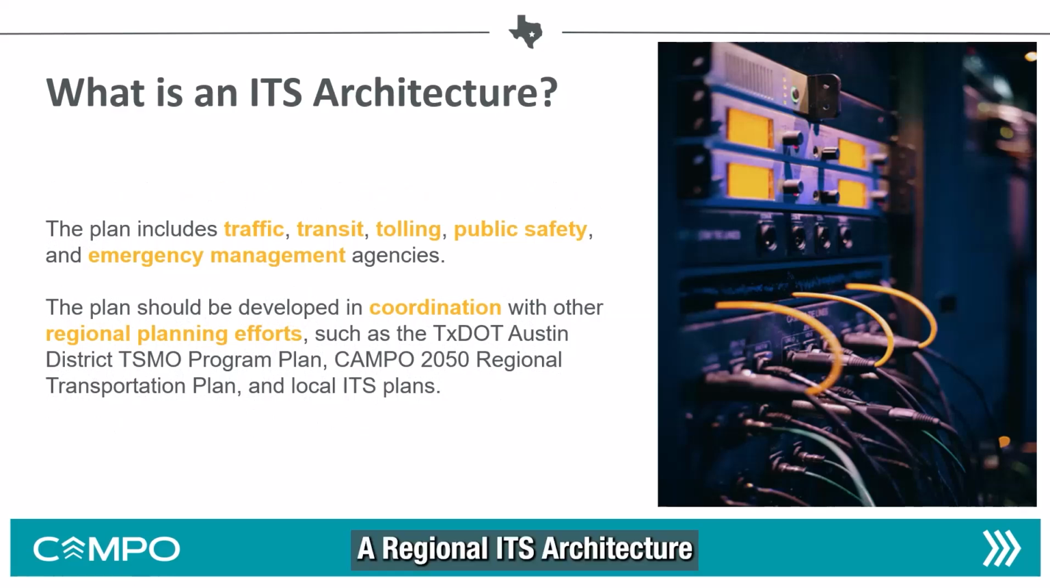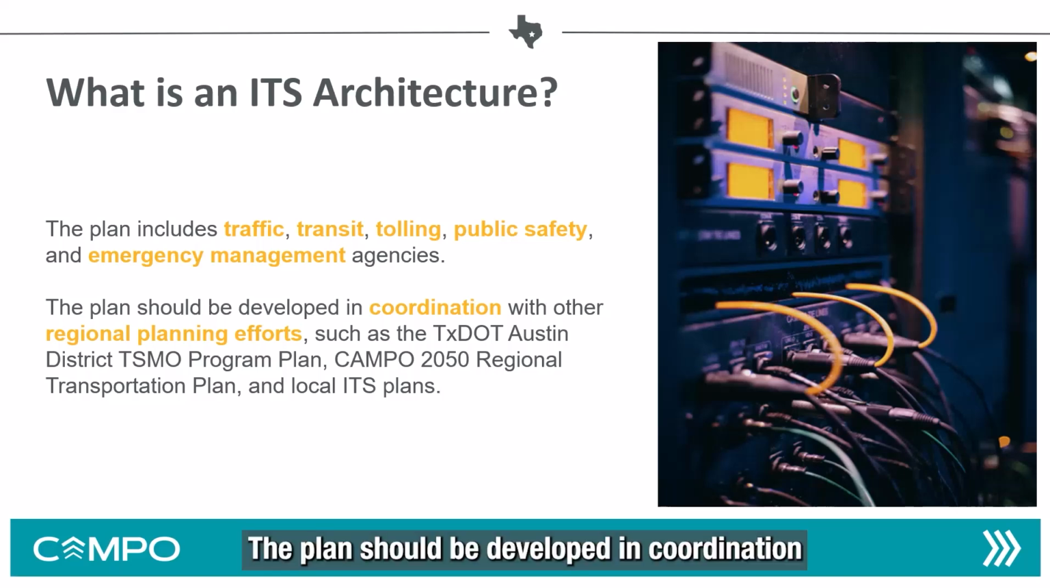A regional ITS architecture allows stakeholders in a region to plan for what they want their system to look like in the long term, and breaks the system into smaller projects that can be implemented over time as funding permits. Development of a regional ITS architecture encourages interoperability and resource sharing among agencies and allows for cohesive long-range planning among regional stakeholders. These stakeholders often include traffic, transit, tolling, public safety, and emergency management agencies.